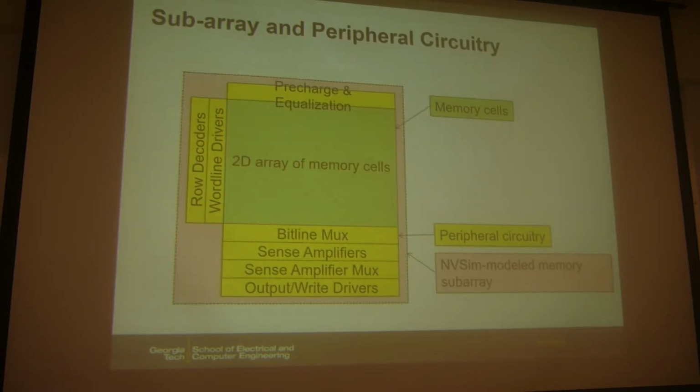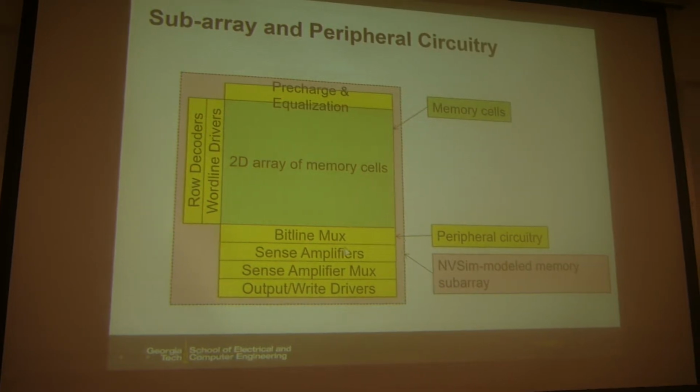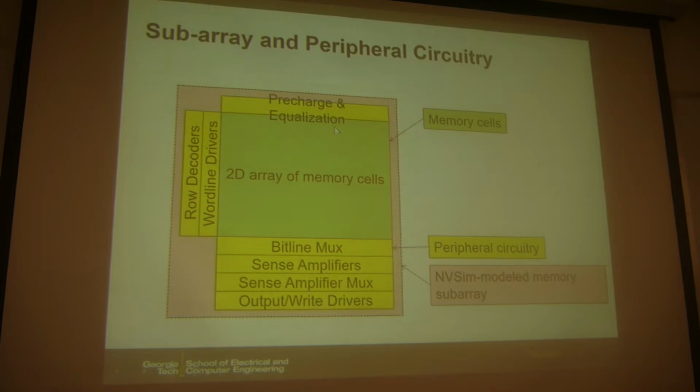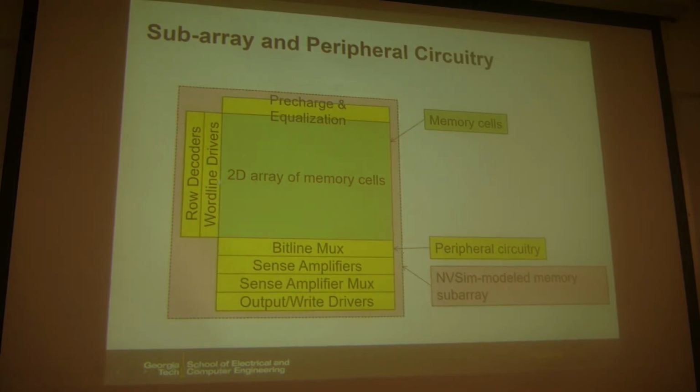So this is a generic subarray for the memories, and no matter which memory, you may have those blocks. Here, the green part is a 2D array of memory cells, like your SRAM, DRAM, or this 1T1R or crossbar. Then, at the edge of the array, you may have those peripheral circuits, like the decoders, MUX, sense amps, drivers. Sometimes you may have the precharge and the equalization. So here we are going to look at those individual blocks in more detail. You may have seen some of them in the previous discussions in SRAM or DRAM.